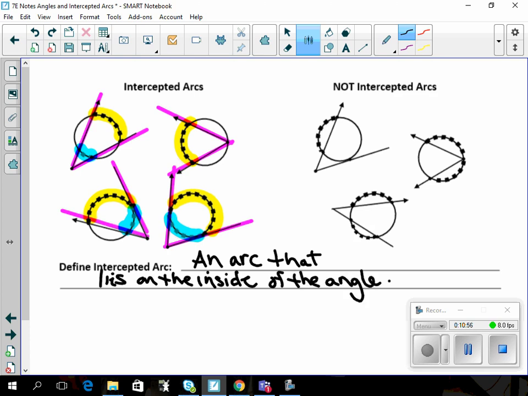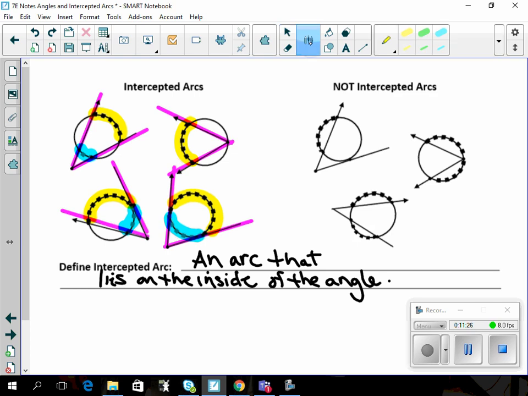And these angles can be formed with tangents. They can be formed with secants, right? So either one, okay? So we're going to be looking at where the arcs are and where the vertex is. So if you look at your intercepted arcs, we have a couple of different cases.